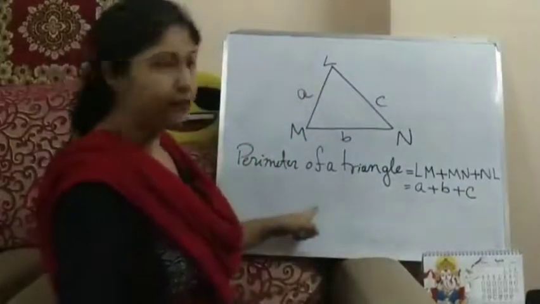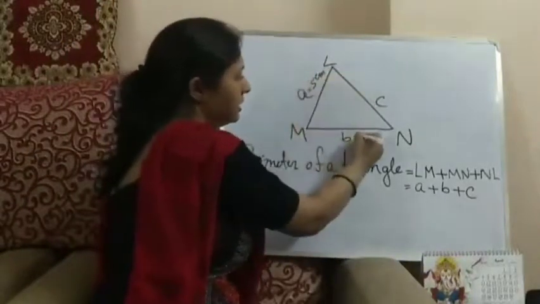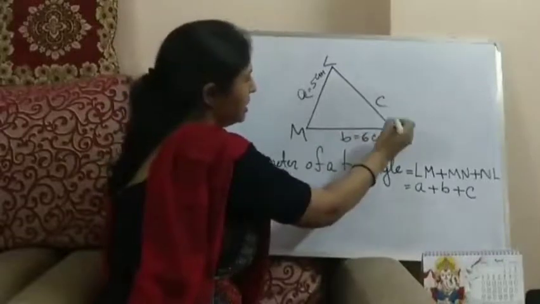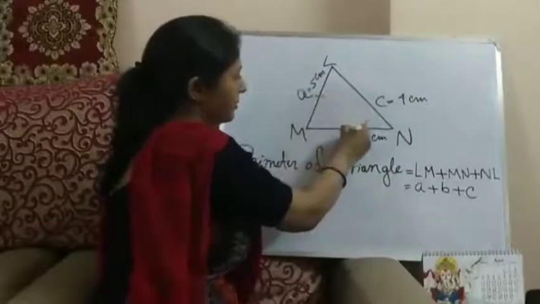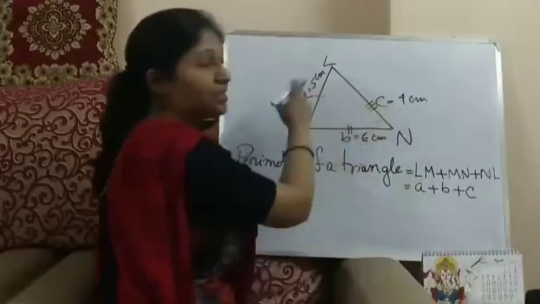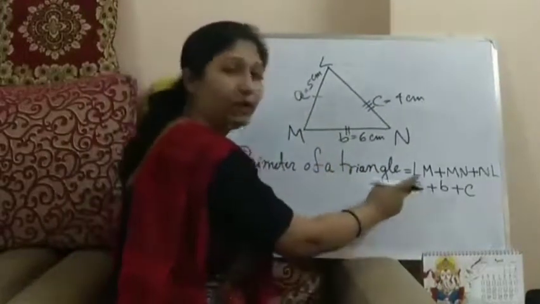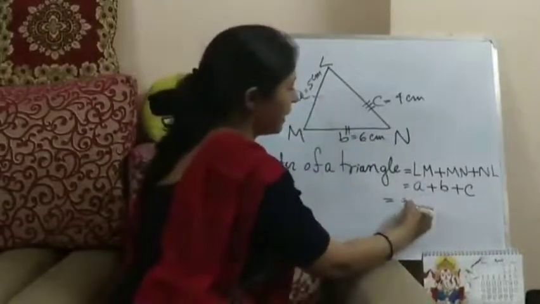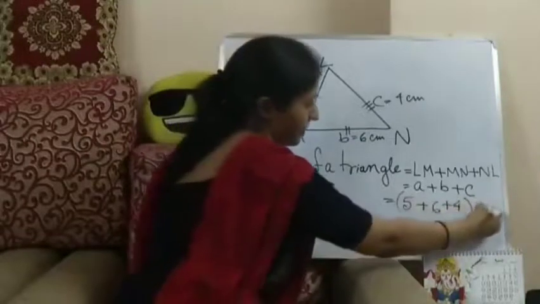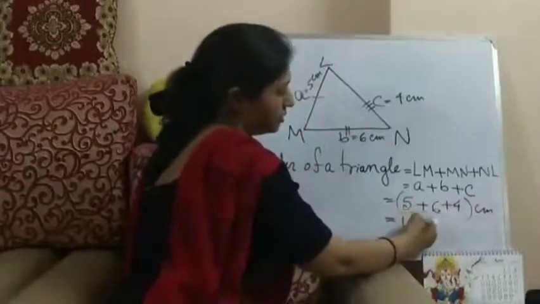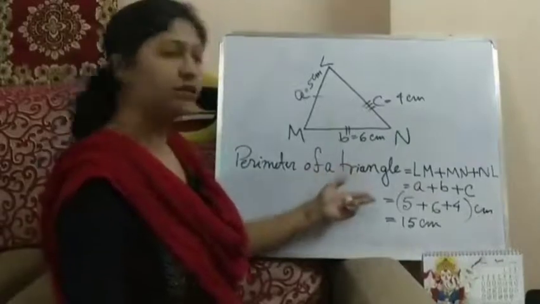If I tell you this edge measurement is 5 centimeter, this is 6 centimeter and this is 4 centimeter, these three edges are not the same. So how will we find it? With the help of this formula, it is 5 plus 6 plus 4. This is the way we can easily get the perimeter of a triangle.